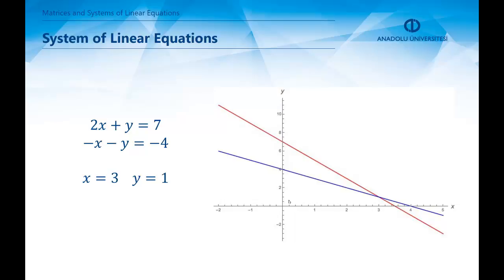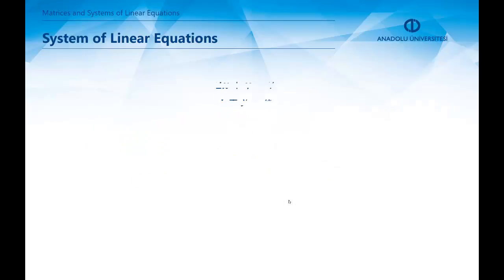If we draw these two lines, if we interpret these two linear equations in terms of their geometric meaning, we see that the first one denotes a line and the second one also denotes a line. And if we put these two lines on the plane, we see that they intersect at one point, which is x equals 3 and y equals 1, which is actually the solution of this linear system of equations.